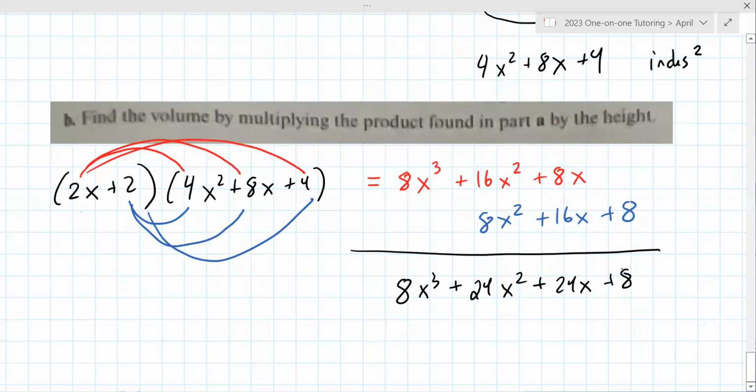So 16x plus 8x is 24x, plus 24x squared plus 8x cubed. All right. Last thing is units, inches cubed.